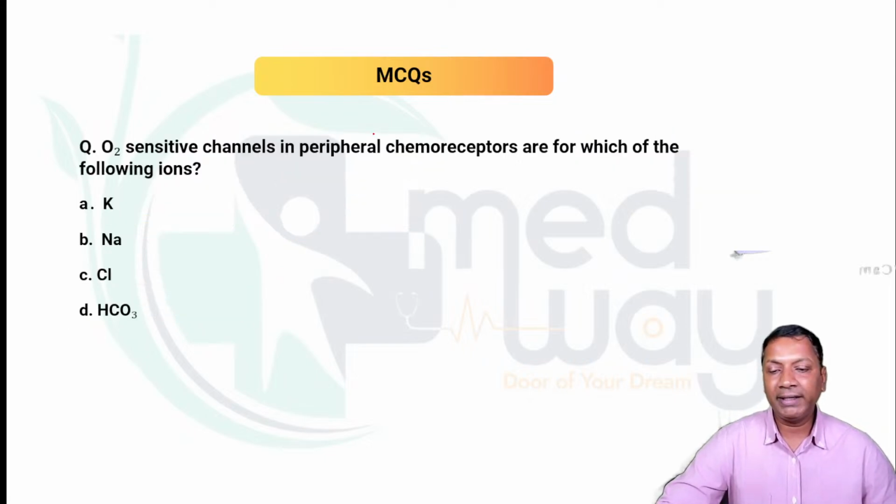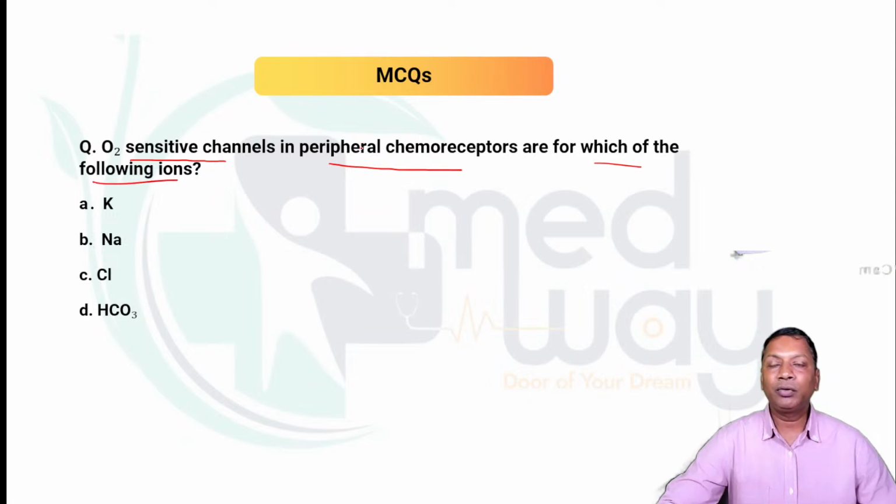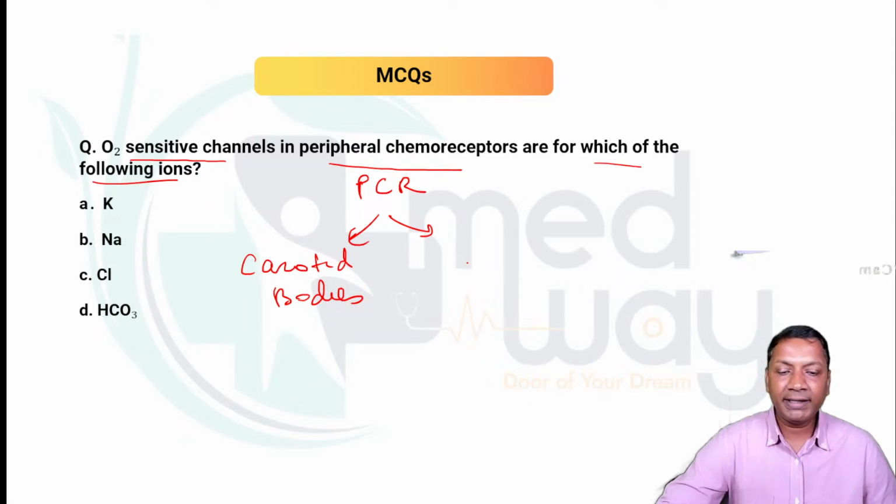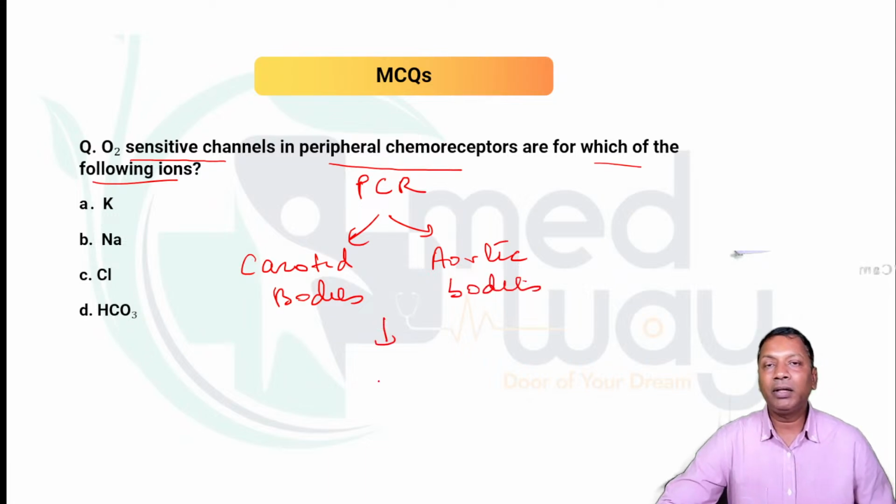Another question here: the oxygen sensitive channels in peripheral chemoreceptors are which of the following ions? Here we have to talk about the peripheral chemoreceptors, PCR for short. These peripheral chemoreceptors are the carotid bodies and the other one is the aortic body. These carotid bodies and aortic bodies have the glomus cells.